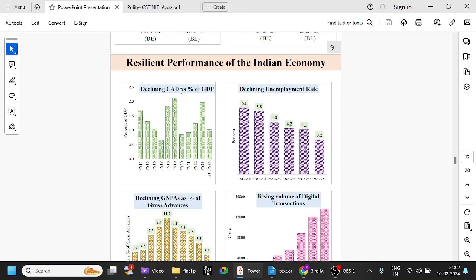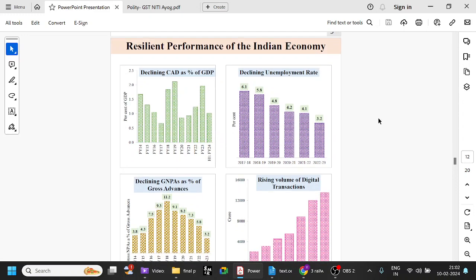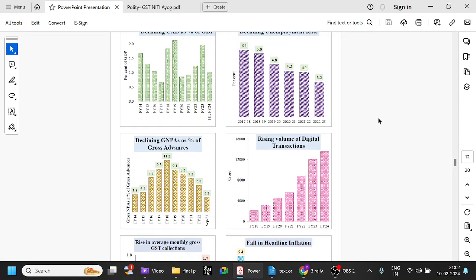decreasing. Current account deficit, if it is low, it is good. And the unemployment rate also, if it is low, it is a good thing. So remember 3.2, and it is reducing from even before that, when it went as high as 7 plus, and now it is on a decline.